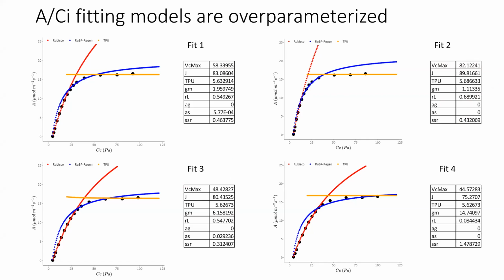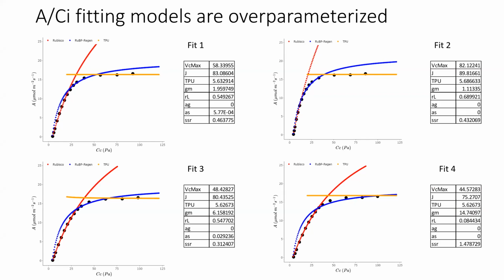Fit number 3. Sum of squares residuals 0.312. Looks like a very good fit. Vcmax is even lower than fit number 1. Mesophyll conductance is 3 times as high, or 6 times as high as fit number 2. Fit number 4, sum of squares residual of 1.47. Still quite a good fit. Vcmax is the lowest of them all, and mesophyll conductance is 14.7. So 14 times as high as fit number 2 here.